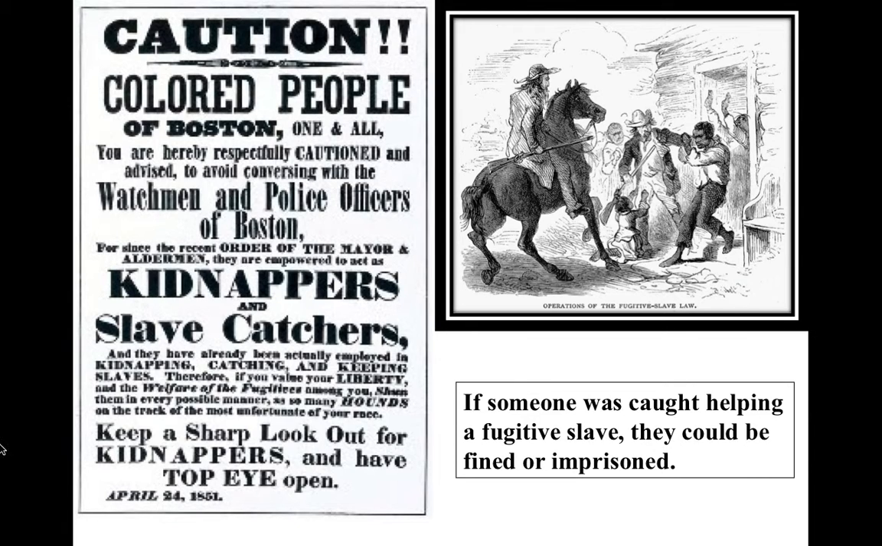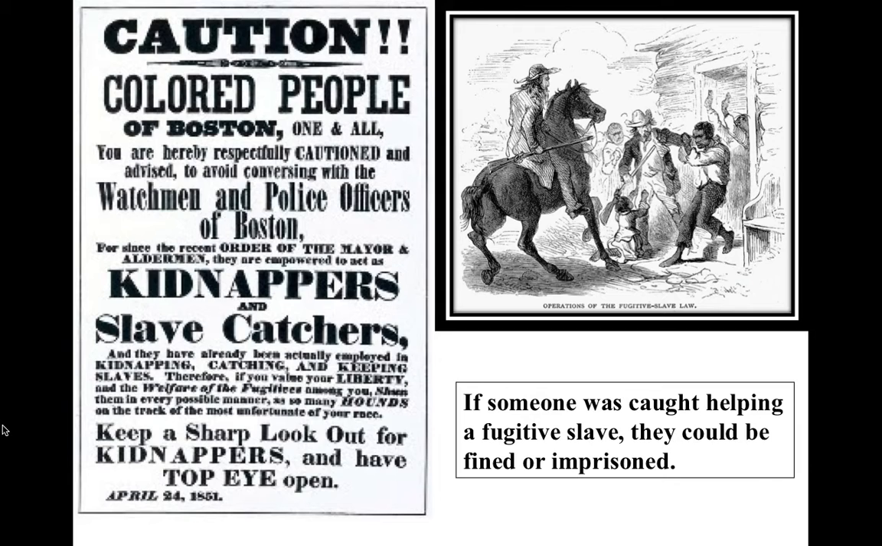Then you have this one, caution colored people of Boston, one and all, you are hereby respectfully cautioned and advised to avoid conversing with the watchmen and police officers of Boston. Law enforcement officers had to follow the laws of returning escaped slaves. That's what the fugitive slave law said.